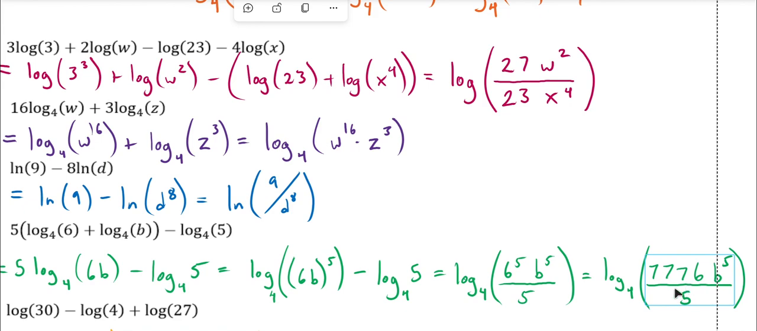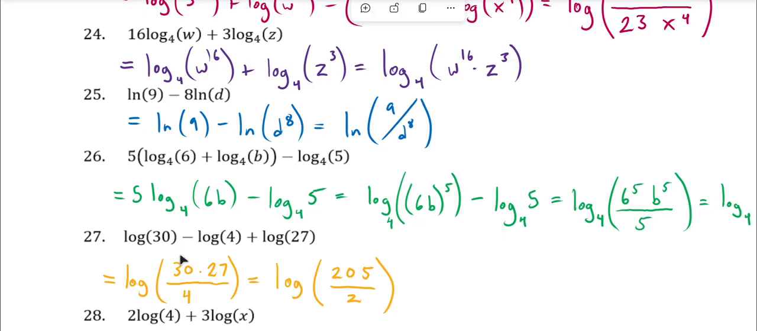6 to the 5th power is 7,776. Sure, calculator told me that. And then we have b to the 5th as the other element of the numerator, and our quotient, because this original term was negative back here, has this 5 in the denominator. Once we've written this as a single log with this one expression as its argument, then we have condensed it fully. All right, let's keep going. Subtraction puts that in the denominator. Addition puts that in the numerator, because we're just multiplying by 27 while we are dividing by 4.